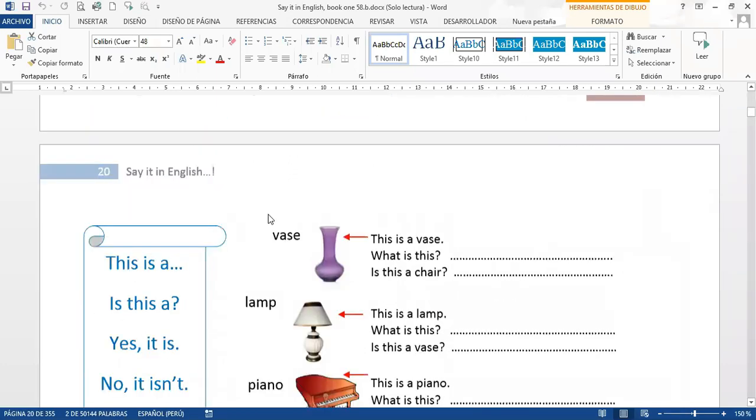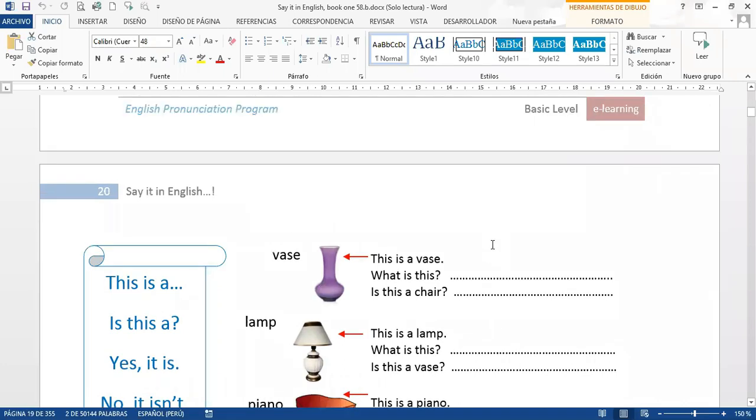So let's see. Now we have this and we have that. In this case, the object is close. The question is, repeat after me. This is a vase. What is this? The answer is, it's a vase. Is this a chair? No, it isn't. It's a vase.